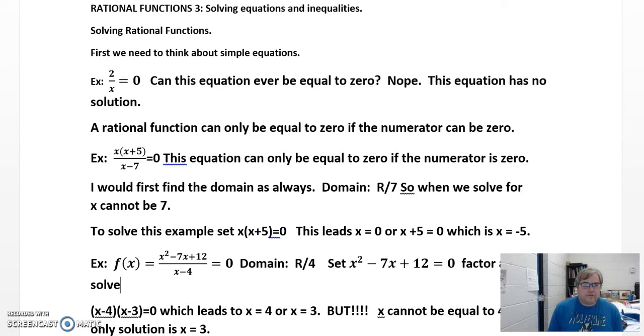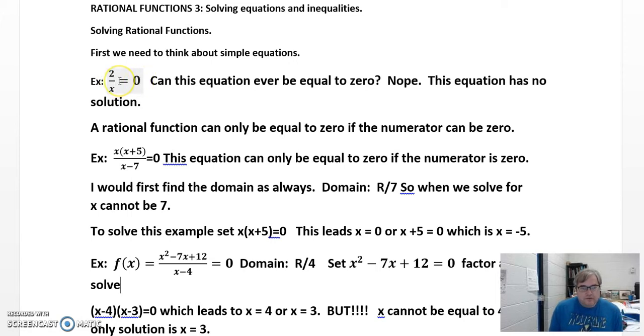Okay, this video is going to talk about solving rational equations and inequalities. I'm just going to mention the equations fairly quickly. I'm going to start with this simple one here, 2 over x equals 0. If I have a fraction that looks like this, just think of it as a fraction. Is there any way that can be equal to 0?